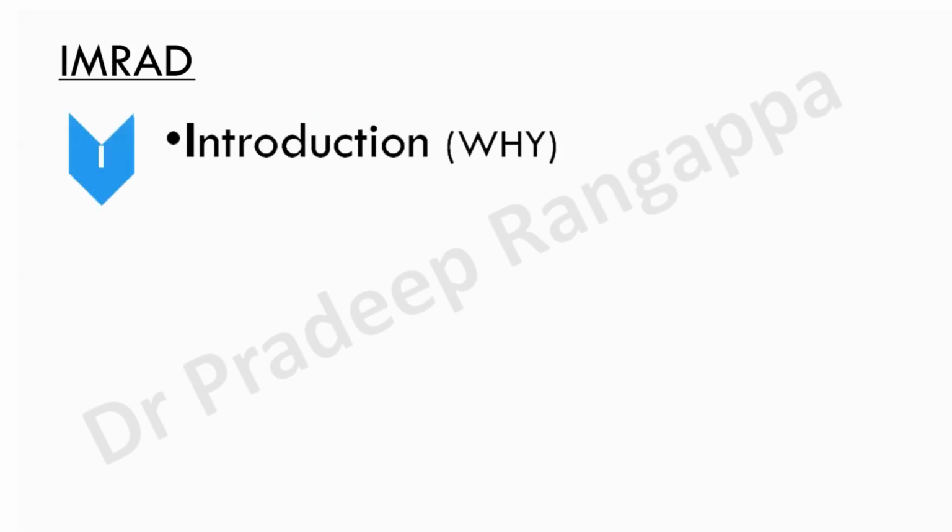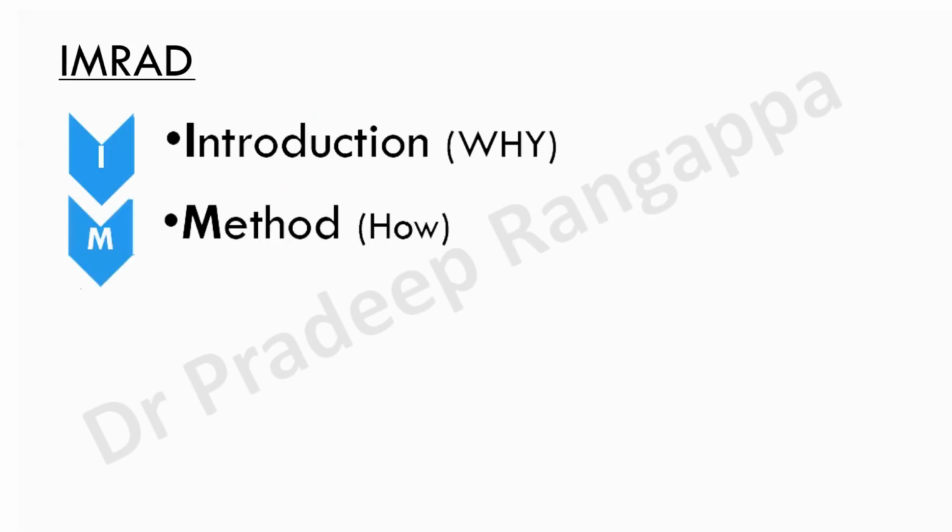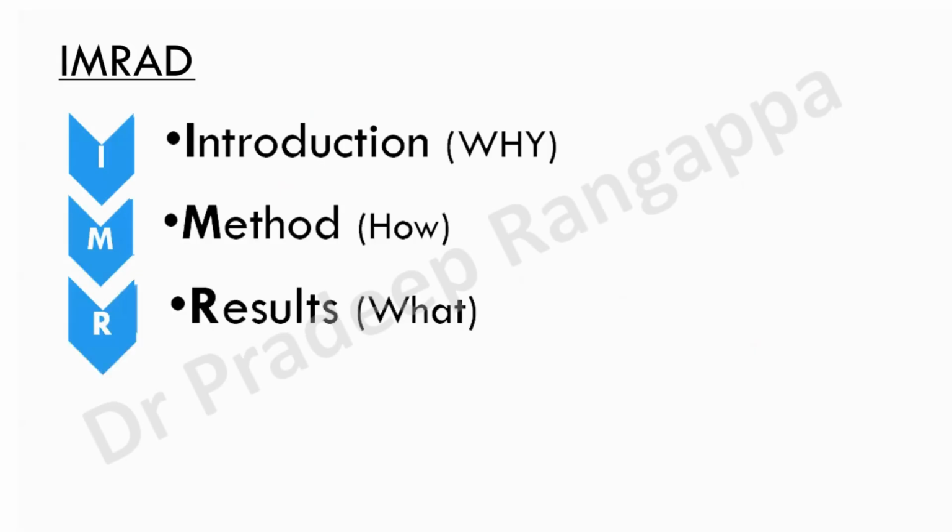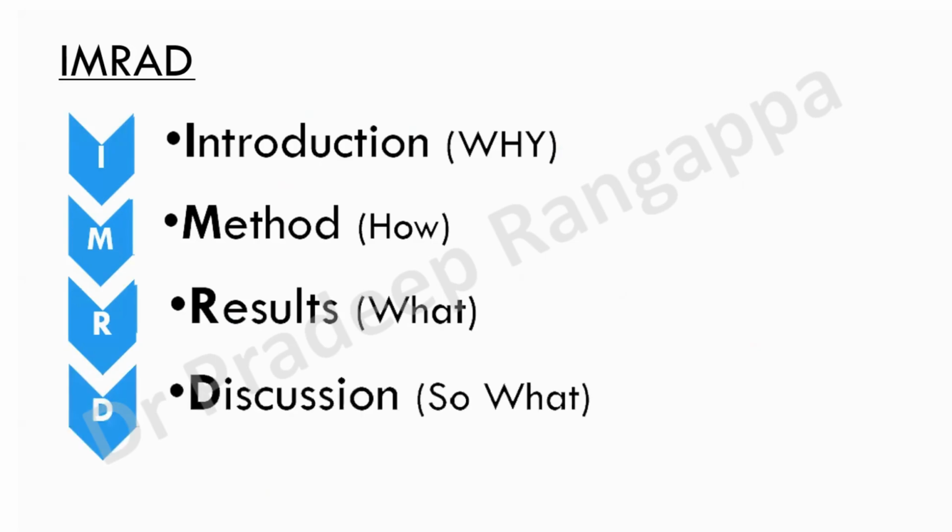You would say, I would apply the principles of PICO-T or IMRAD. IMRAD is where I is the introduction as to why this particular study was important and why it was needed, and M is the methods that were adopted for conducting this study and how this study was done. R stands for results, and what were the findings of that particular study that came out. And D stands for discussion.